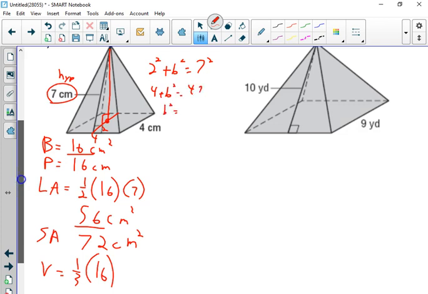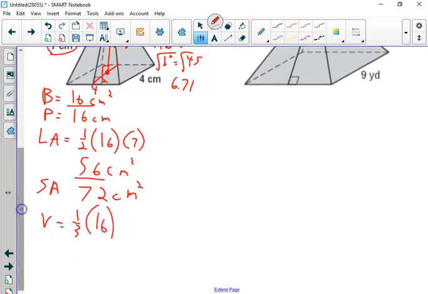B squared equals 45. We take the square root of both sides, and the square root of 45 is 6.71. That's our altitude, which we put right here. And then we take 6.71 times 16 and just divide by 3.